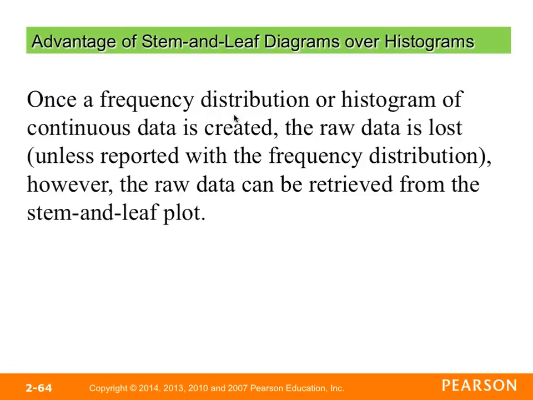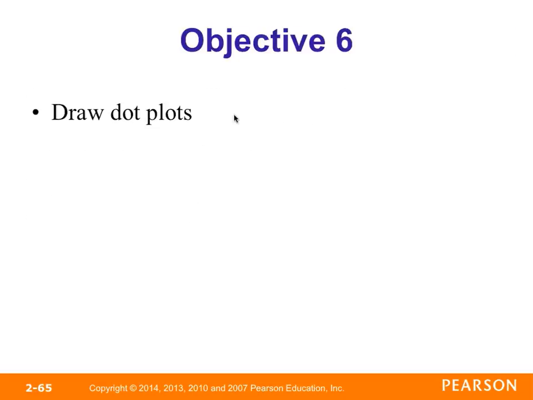3.9. So once a frequency distribution or histogram of continuous data is created, like I talked about when we went back to that other stem and leaf plot, the raw data is lost unless it's reported with the frequency distribution. However, the raw data can be retrieved from the stem and leaf plot, which gives it a little bit of an advantage over histograms. Okay, objective 6 is to be able to draw a dot plot.